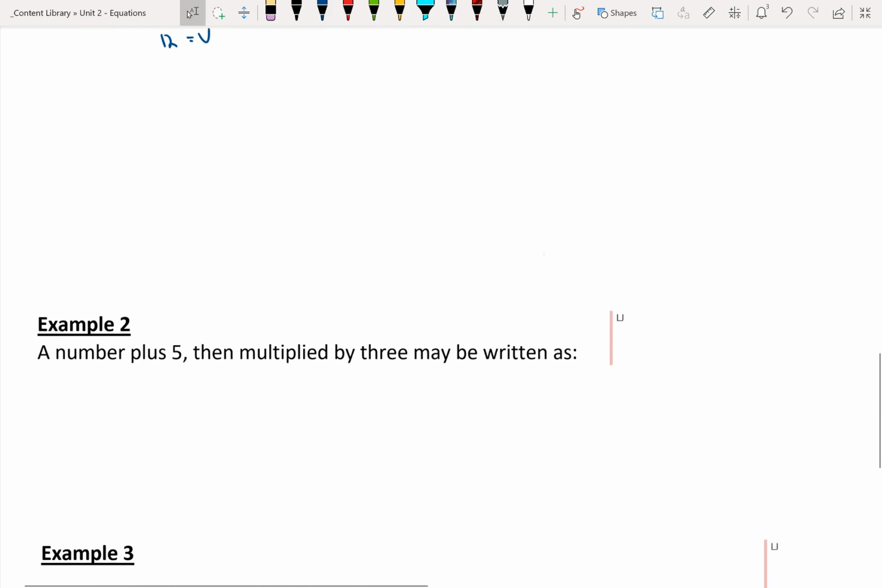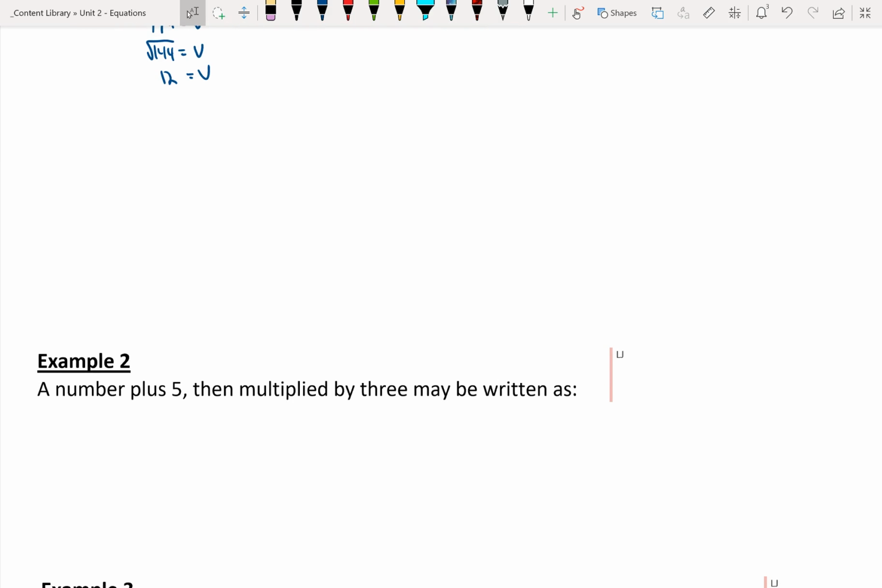Moving on to the next example. This one is less of a word problem, more just understanding the different terminology. So a number plus 5 then multiplied by 3 may be written as, so some key things here, a number plus 5. Okay, we can understand a number plus 5. We've talked about a variable, let's say x, represents an unknown number, and if I want to add 5 to it, or plus 5, that's what it will look like.